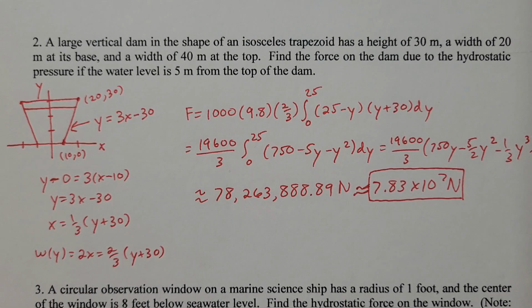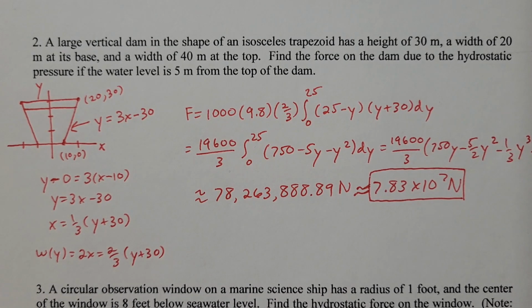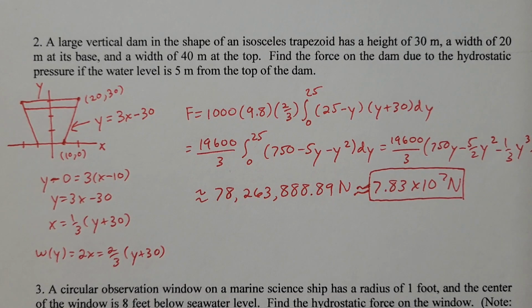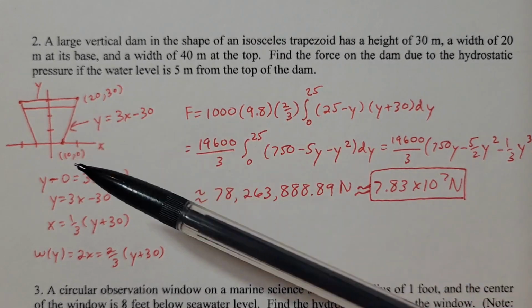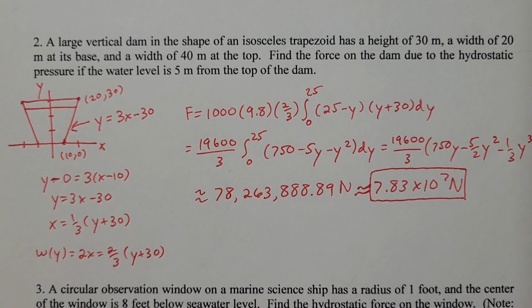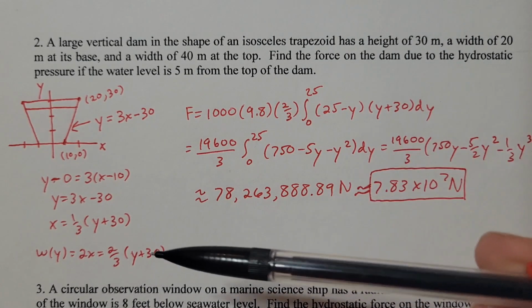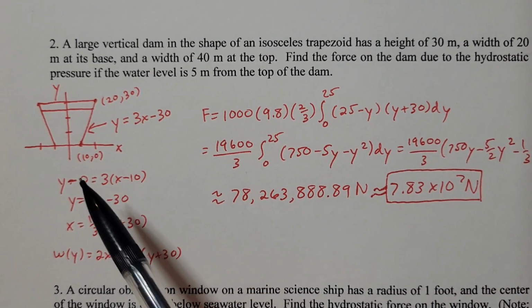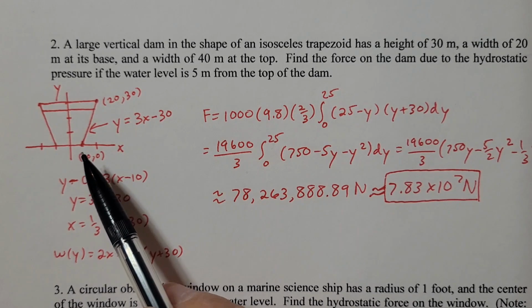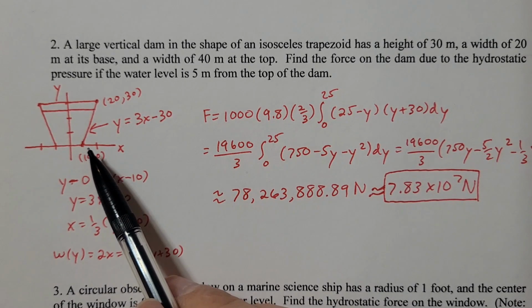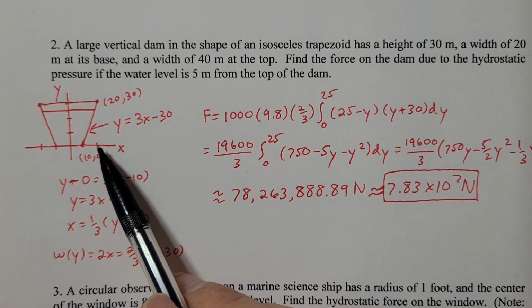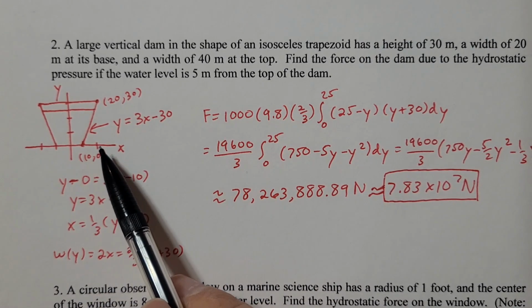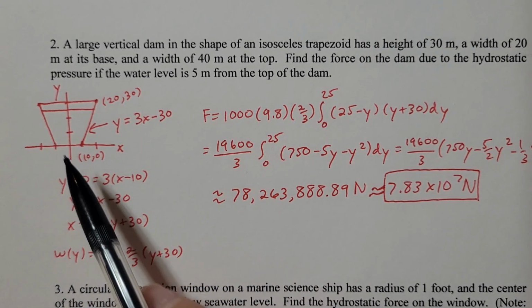All right, so the first thing is I'm going to draw a picture of one end of the tank. I've got a trapezoid. I've centered this at the origin. The base of the trapezoid is sitting right on the x-axis. Here's the point 10, 0. Here's the point 20, 0. So I'm going from 20 to negative 20 on the x-axis.